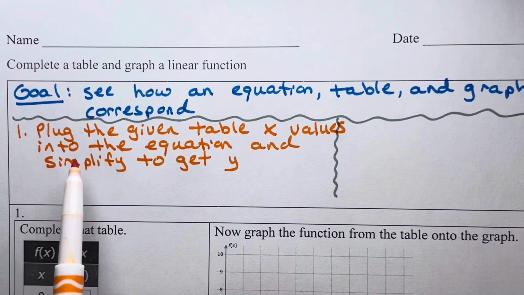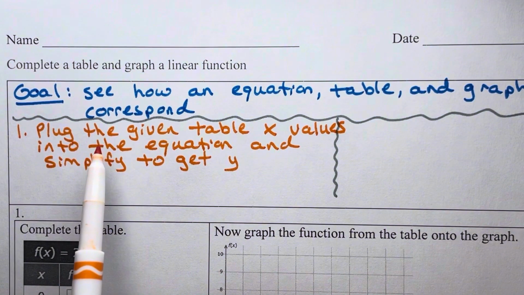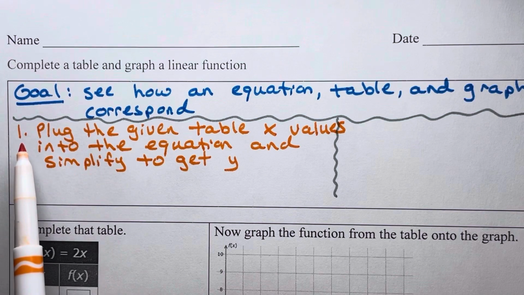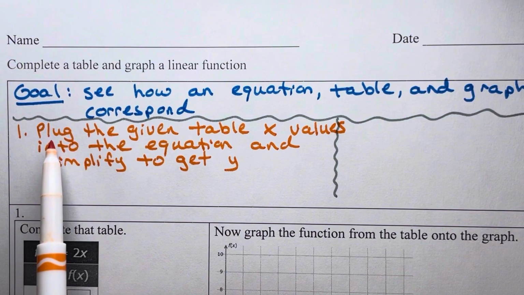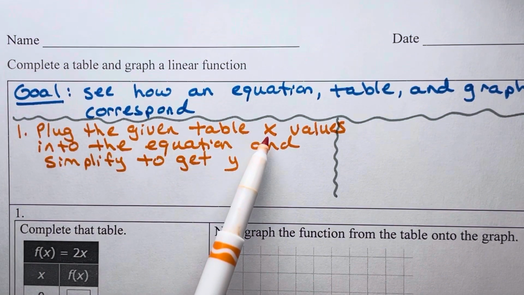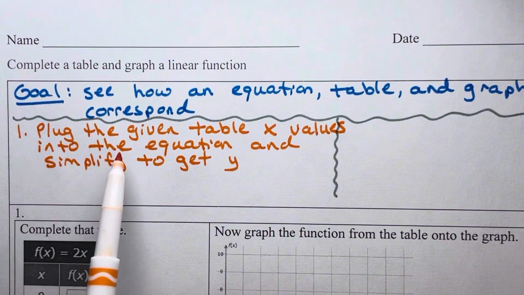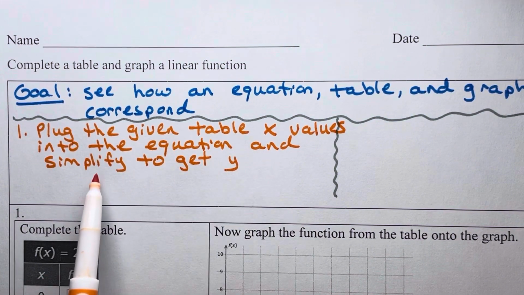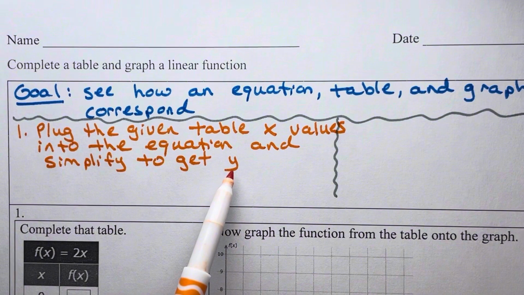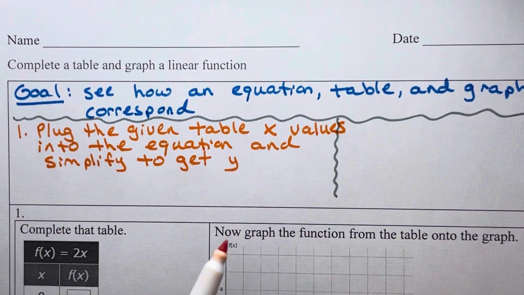There are a couple of different ways we can go about doing this process. The first one will be by hand. So step one of doing this by hand is just to plug the given table of x values into the equation and then simplify to get your y values. We've done this in a previous lesson, so this should not be new, nor should it be difficult.